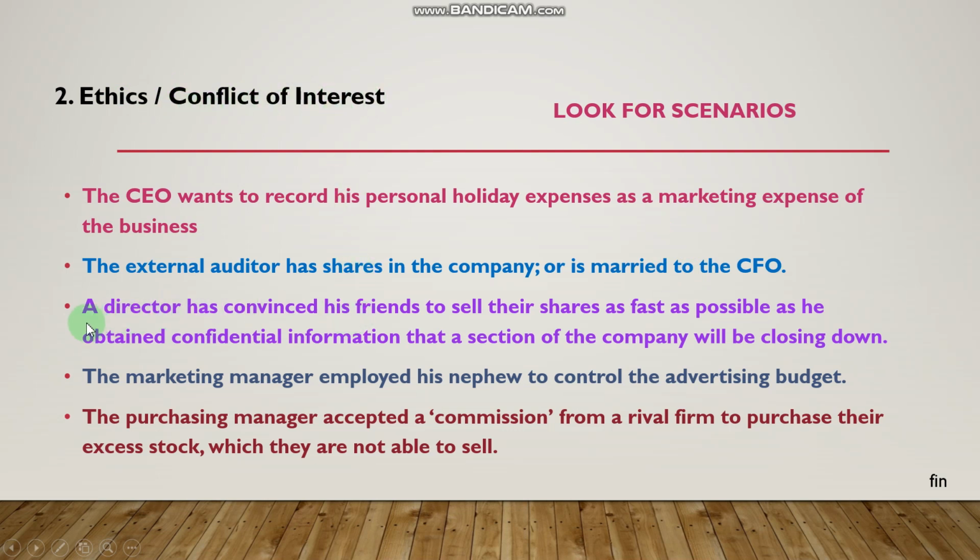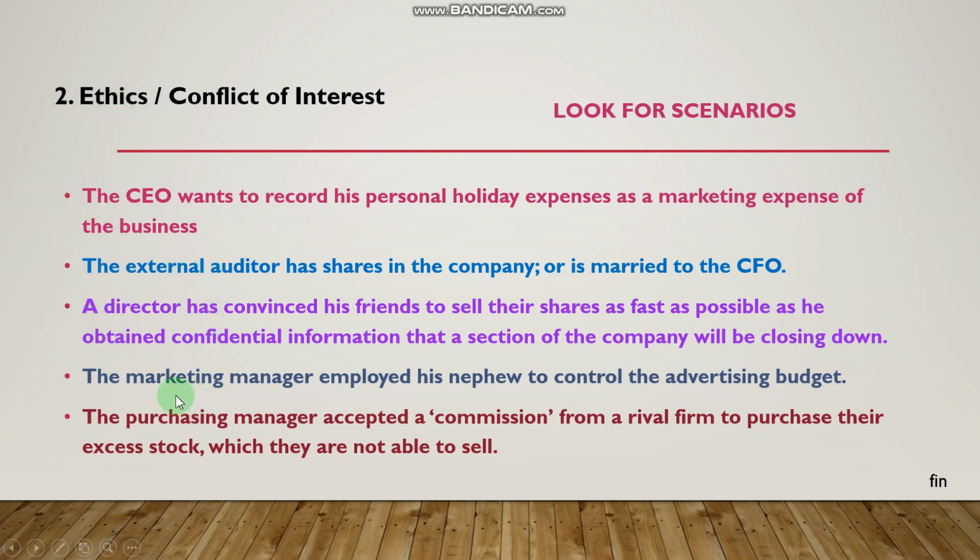The third factor, a director has convinced his friends to sell the shares as fast as possible, as he obtained confidential information that his section of the company would be closing down. So in accounting terms, we refer to this as insider information. He's got some information that the general public does not have. He's using his influence to make some decisions, and that is also an ethical issue there.